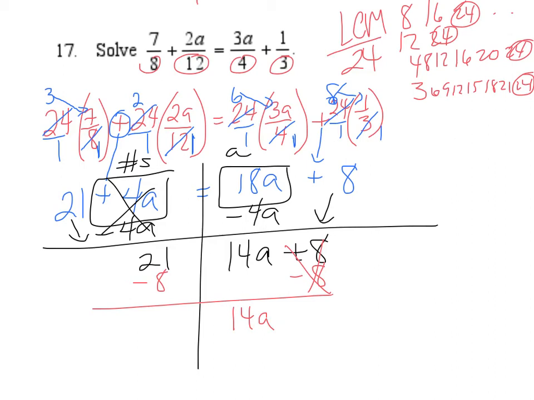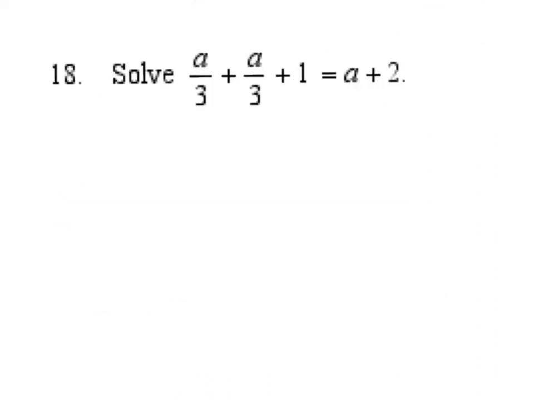Now I just have to subtract. So I'm going to have to borrow, and I get 13. So now I have to divide by 14. These cancel, so A is equal to 13 over 14. So that's going to freak some of you out because you're like, I got a fraction as my answer, but it's okay because we can have fractions as answers. It is 18.